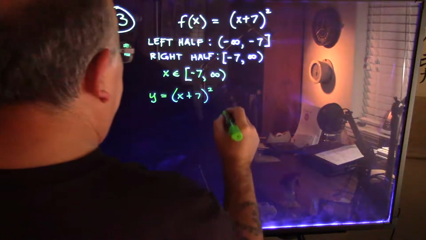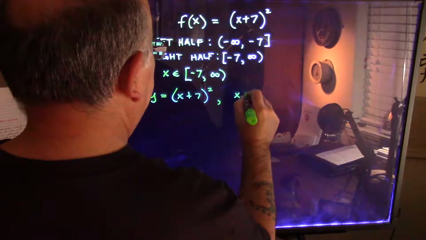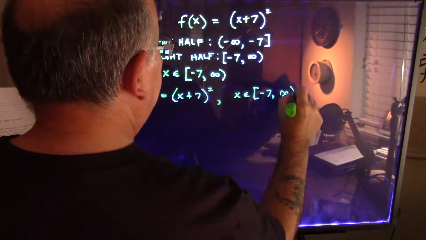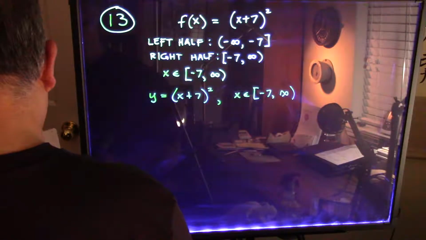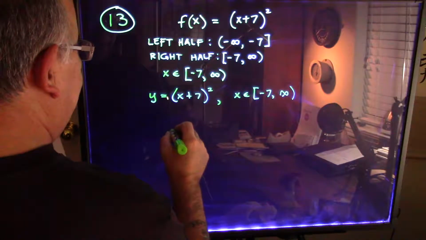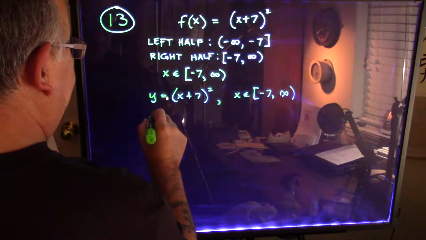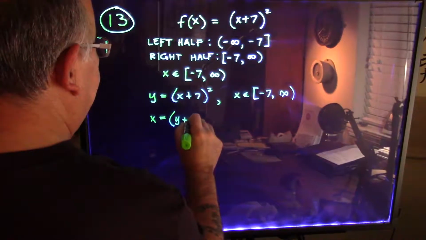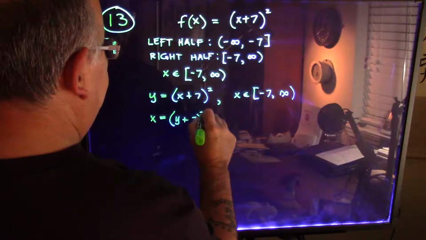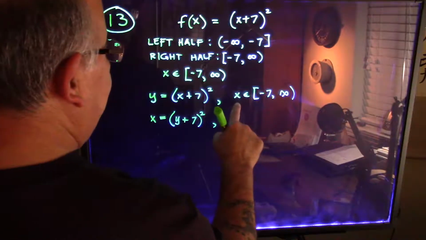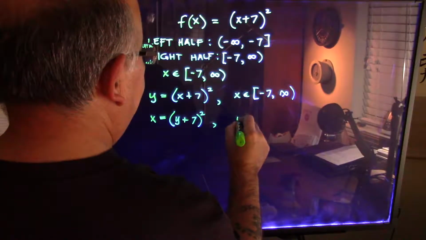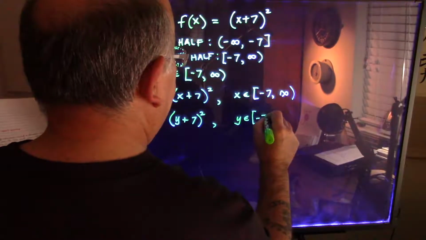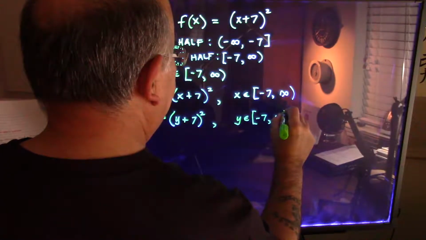Alright. And we have the domain x in negative 7 to infinity. Alright. Now you switch the variables. Change the x's to y's and the y's to x's. So you've got x equals (y plus 7) squared. Also change the variable here as well. Now we have y in the interval from negative 7 to infinity, including negative 7.